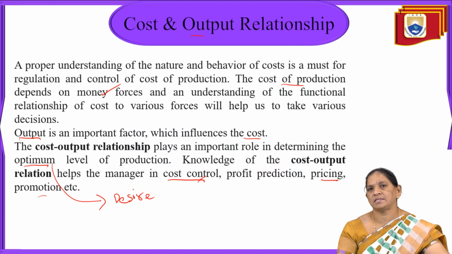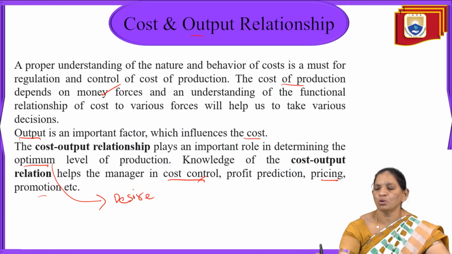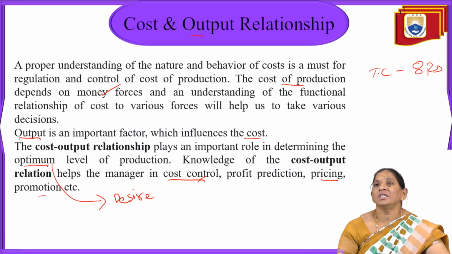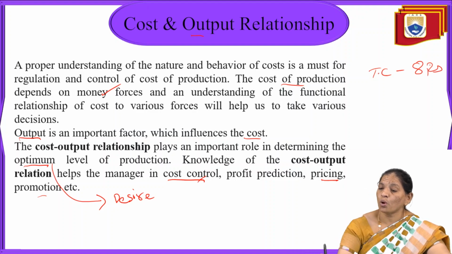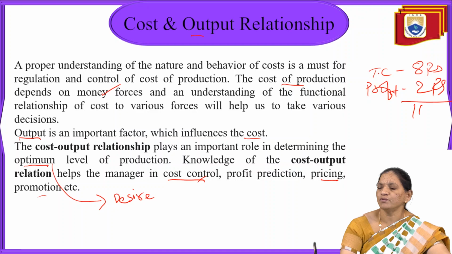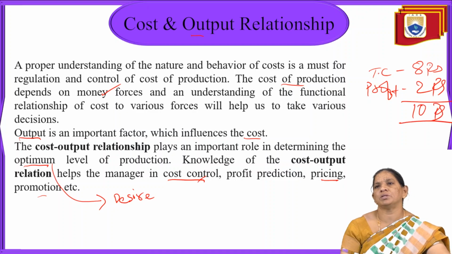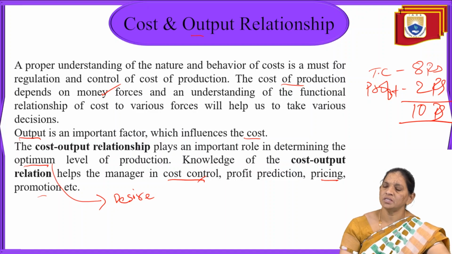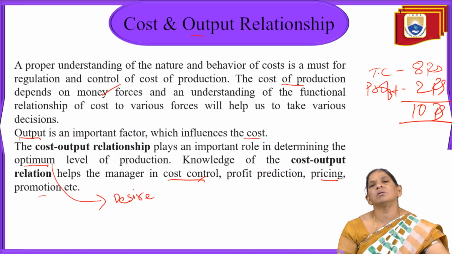As I said, in profit prediction, only when I know the cost, maybe the total cost is 8 rupees for any product. Then what is the price? When we add the profit, maybe 2 rupees, what is the total price of the product? That is 10 rupees. So to identify the price of a product, we 100% require the total cost of the product.